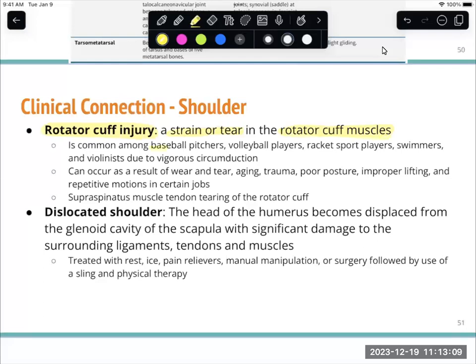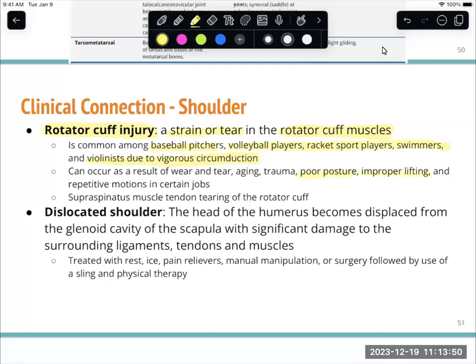It's common in baseball pitchers, volleyball players, racket sports players, swimmers, violinists. It could be because of just normal wear and tear, aging. There's a lot of people that have some minor tear to muscles in their rotator cuff and never know it. I have one on the right side, I think. I don't remember what I was doing, but we found it one day when I was in chiropractic school. Poor posture can actually play into a rotator cuff injury. Not lifting something correctly.